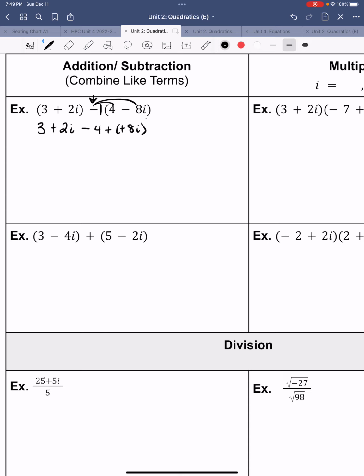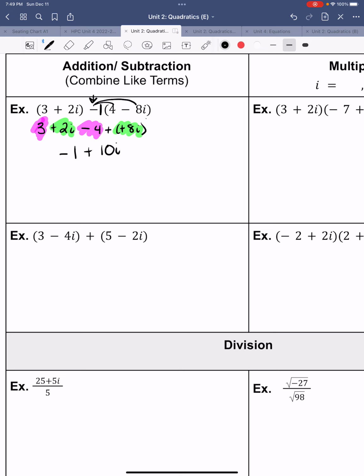Now we're just combining like terms. So we're going to start by combining our integer coefficients. So that would be the 3 and the negative 4. And then we'll combine the 2i and the positive 8i. So what we'll end up with is 3 plus negative 4, or 3 minus 4, is a negative 1 plus 10i. We're moving down. Let's try that again.